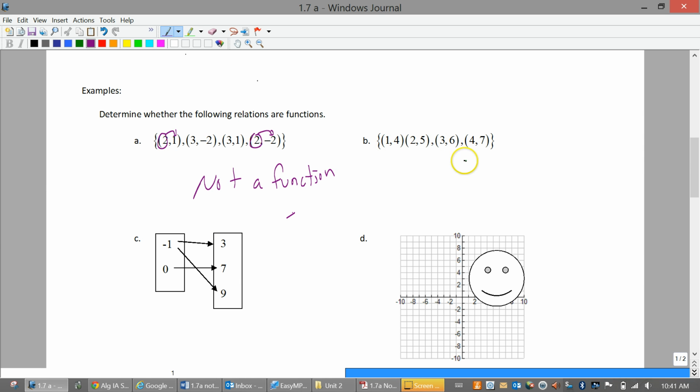How about on B? Does the number 1 go to two different things? Do we know what comes out with number 1? How about with number 2? Do we know what's going to come out with number 2? Just the 5, right? Do we know what's going to come out with 3? Do we know what's going to come out with 4? Yes. There's only one thing. This is, yes, a function.